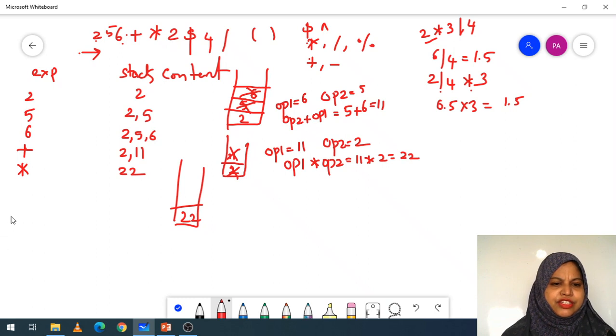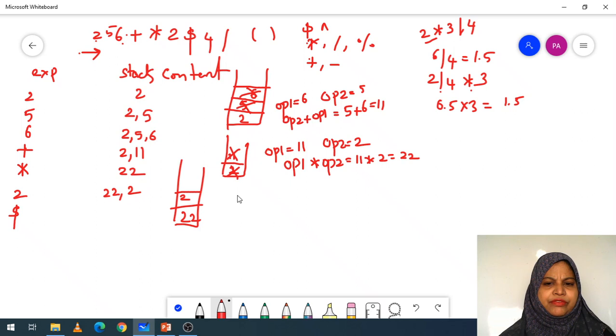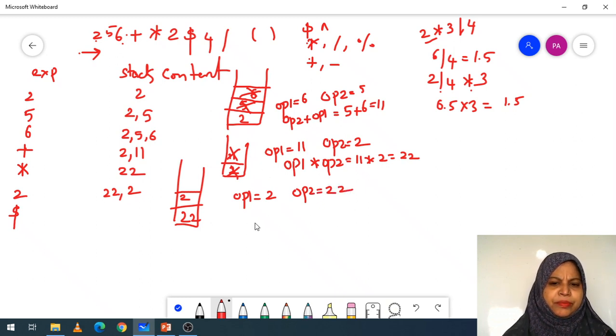Next symbol is 2. So, we have to push 2 into this stack. Next is dollar. Dollar is an operator. So, we have to delete the top 2 elements. What is my OP1? OP1 is 2. What is OP2? OP2 is 22. So, we have to perform the operation.